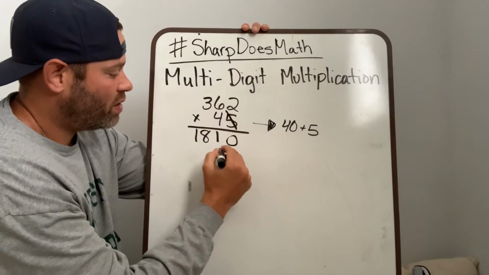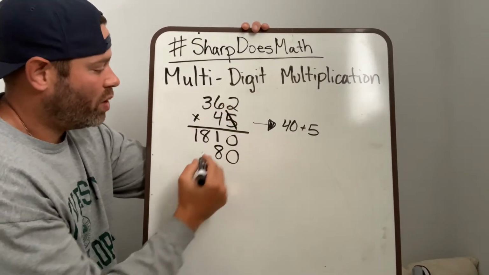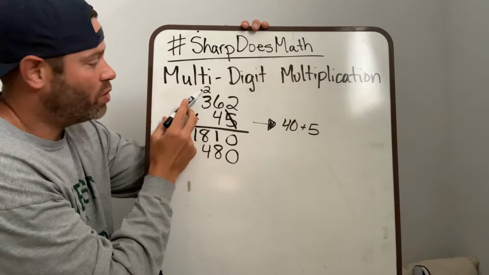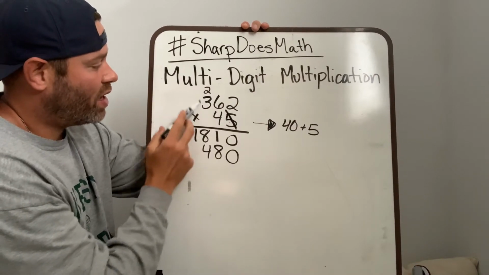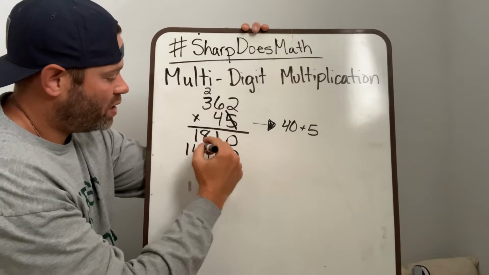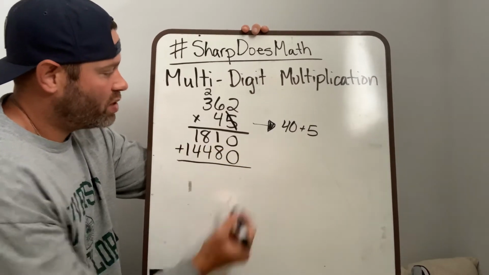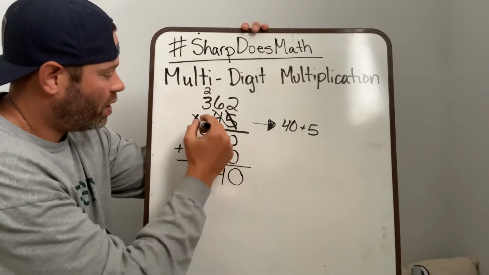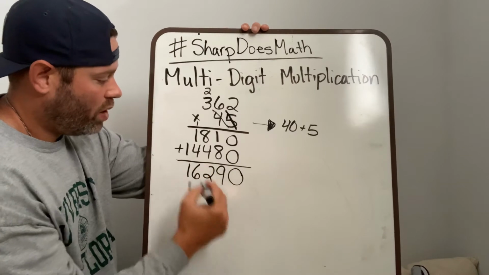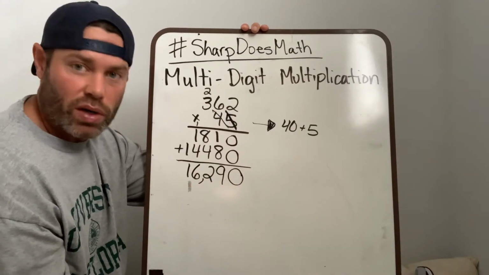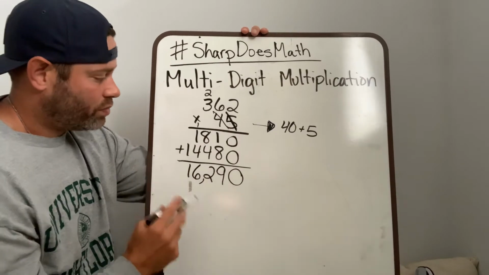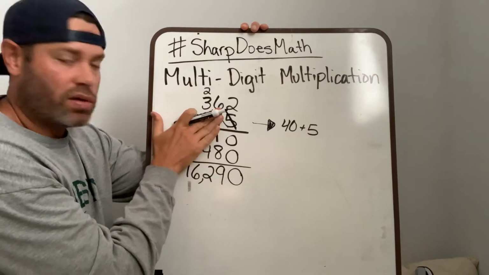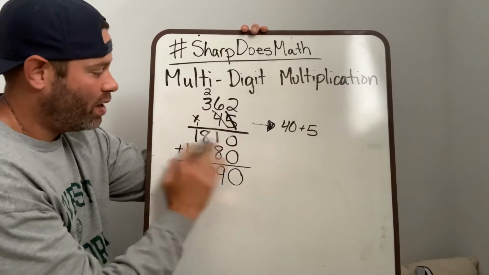4 times 2 is 8. 4 times 6 is 24. 4 times 3 is 12, plus 2 is 14. Again, there's nothing to carry above, so I'm going to put my 14 here. And now we're done. And add them up. 0, 9, 12, carry my 1, 6, 1, 16,290. So when you're multiplying by a double-digit number like this, just remember, do one and then do the other, and add them together.